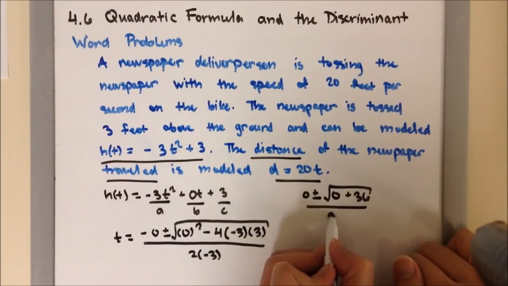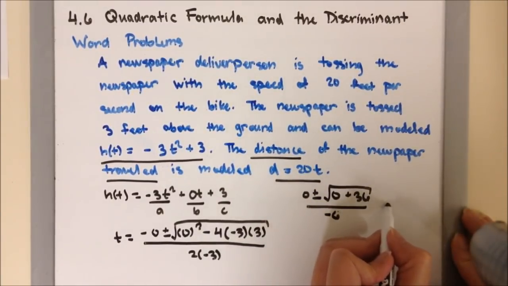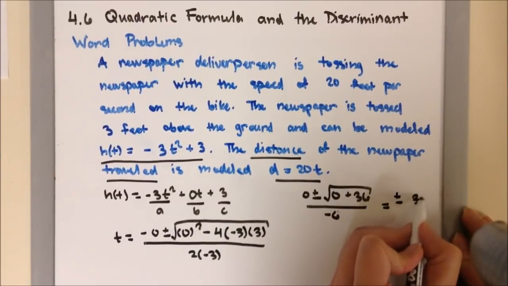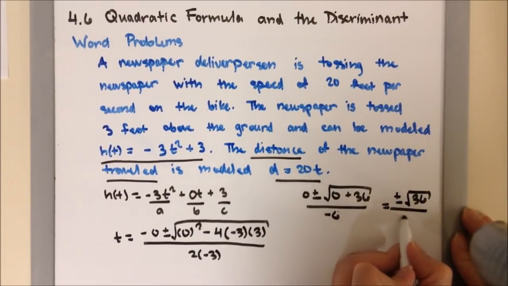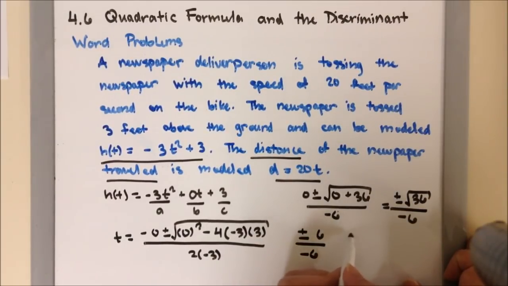So 2 times negative 3 is negative 6. And then 0 plus 36 is just plus or minus the square root of 36 over negative 6. So here, the square root of 36 is simply 6 over negative 6. Now I'm going to have two fractions, so it's going to be positive 6 over negative 6 and negative 6 over negative 6. So here this will be negative 1, so my t equals negative 1, and then here t equals positive 1.